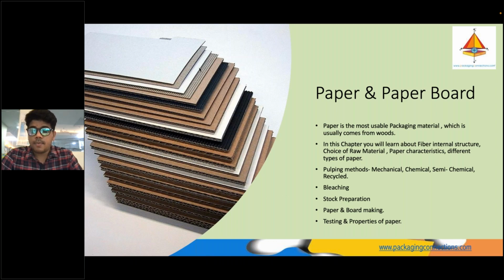And you also learn about the pulping methods: mechanical, chemical, semi-chemical and recycle pulping, the bleaching process as well, and stock preparation, the setting of paper features and paper properties, what weight, what size, what strength you want from that paper. It's done under stock preparation, and the detailed manufacturing process of paper and paperboard making.